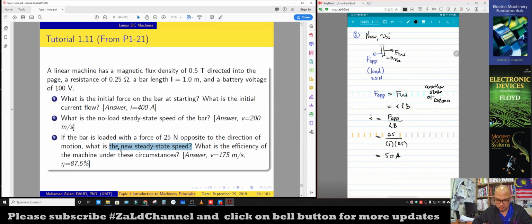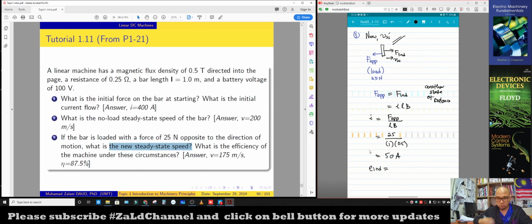Then we can find the induced voltage in that bar. Actually, we want to find VSS prime, but we have to go step by step. Based on this equation, it will first arrive at another state of balance, and at that time we can find the current first. Then, when we get the current, we can use it to find the induced voltage E in. In this case, we know that this machine is working as a motor, because from the steady state speed we apply the force in the opposite direction.